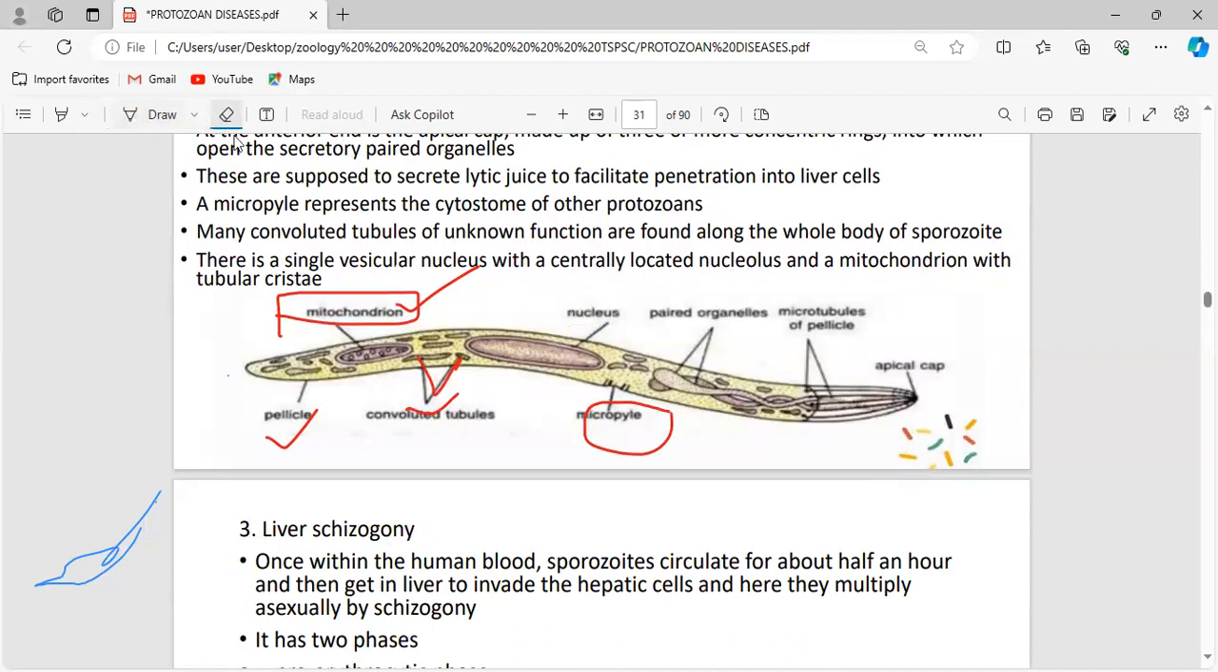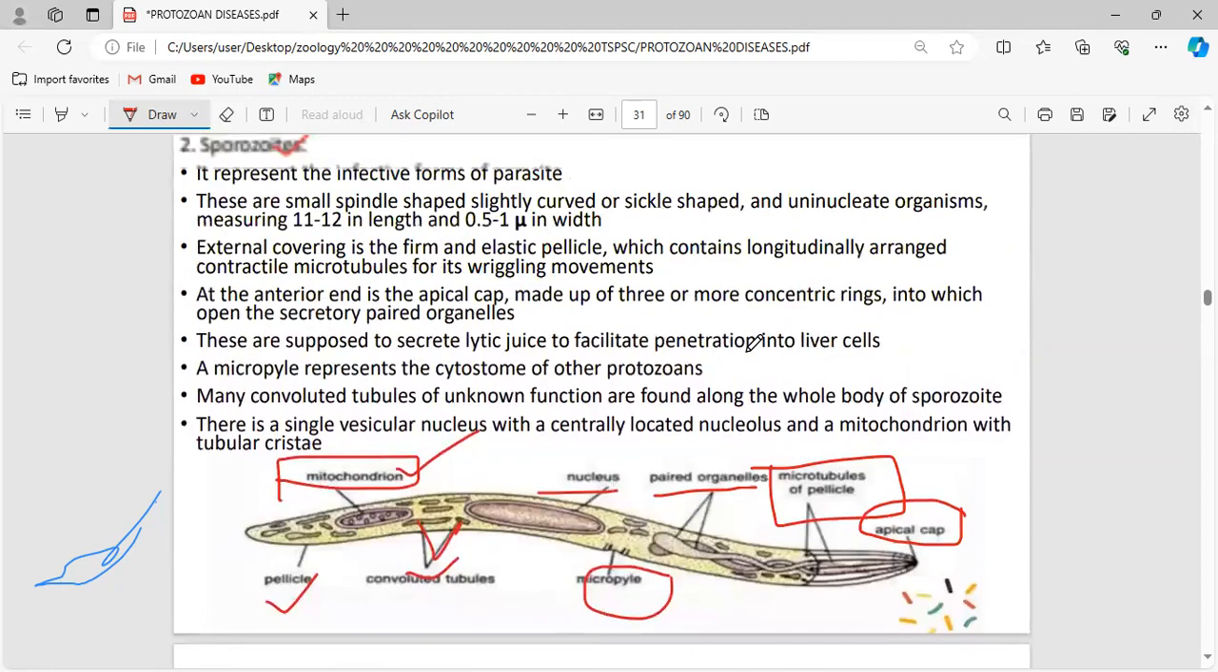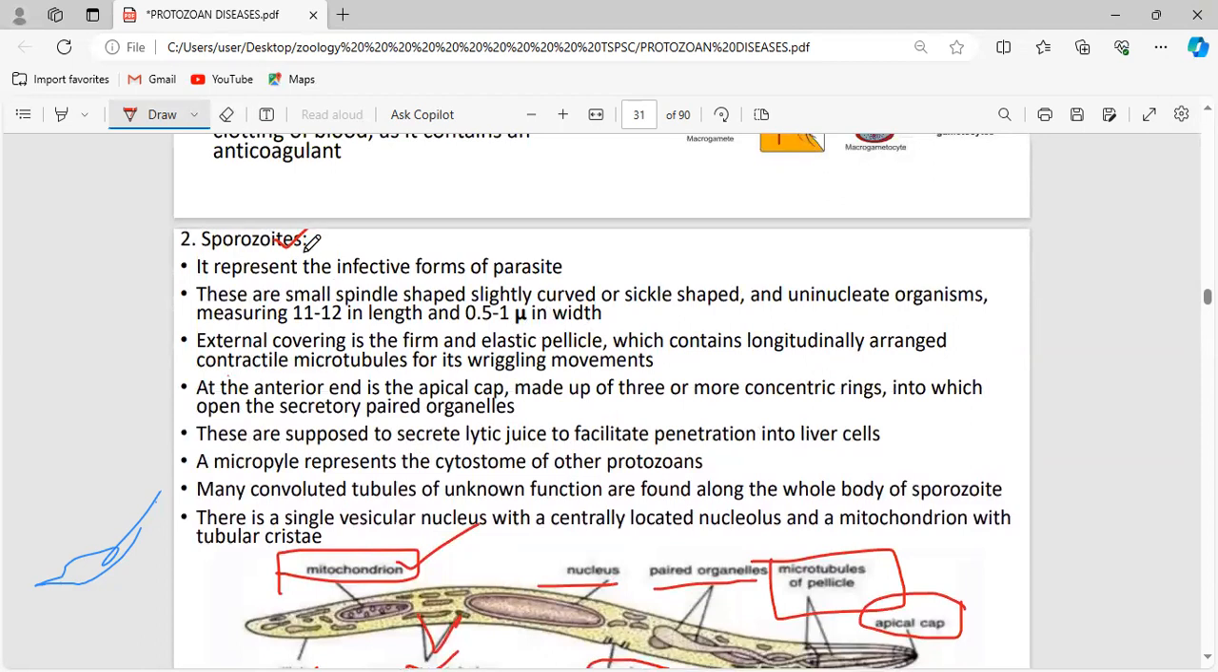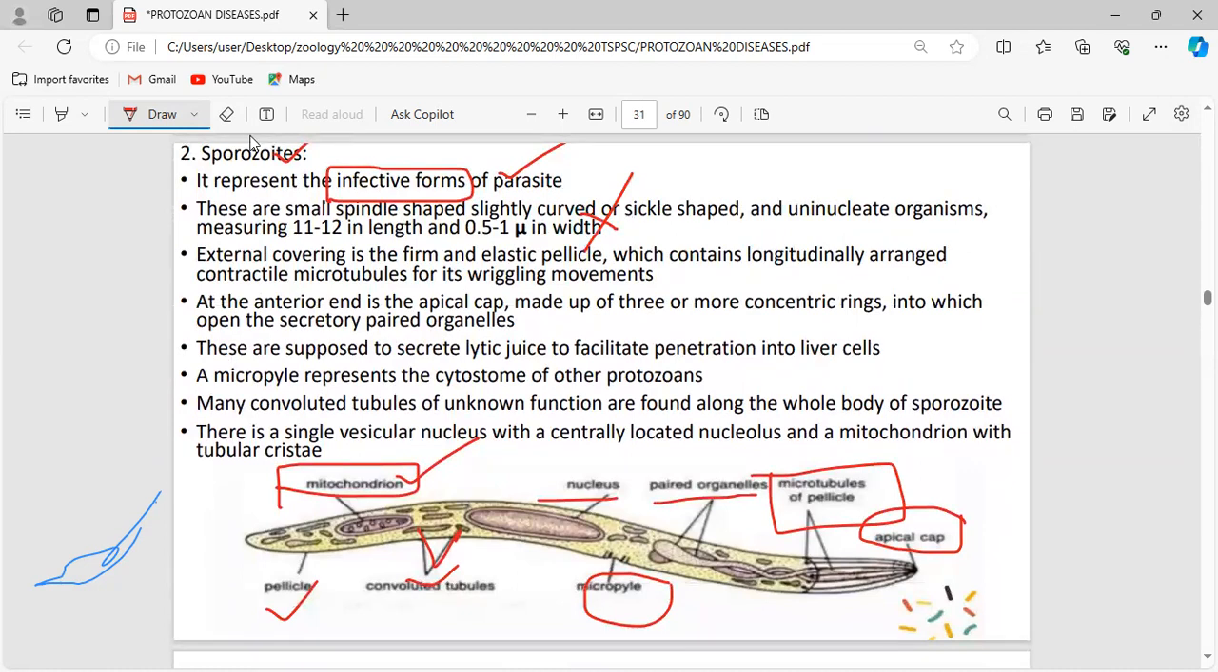Cytophyte, and the nucleus is also present, and the paired organelles are present here. Microtubules of the pellicle. What is the function of the microtubules of the pellicle? They help in the locomotion. There is an apical cap present here. Now come to the theoretical part. See, the first and foremost important point when it comes to the sporozoites: it is the infective form of the parasite, and the structure is not important.